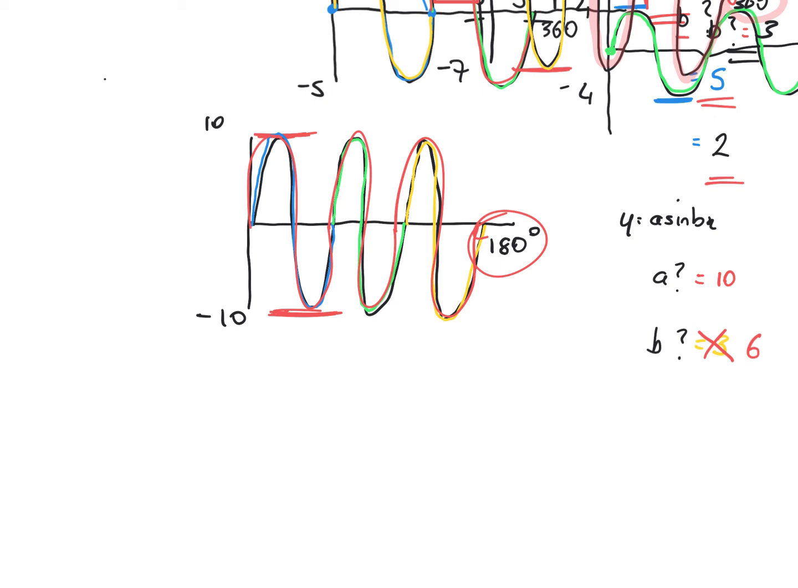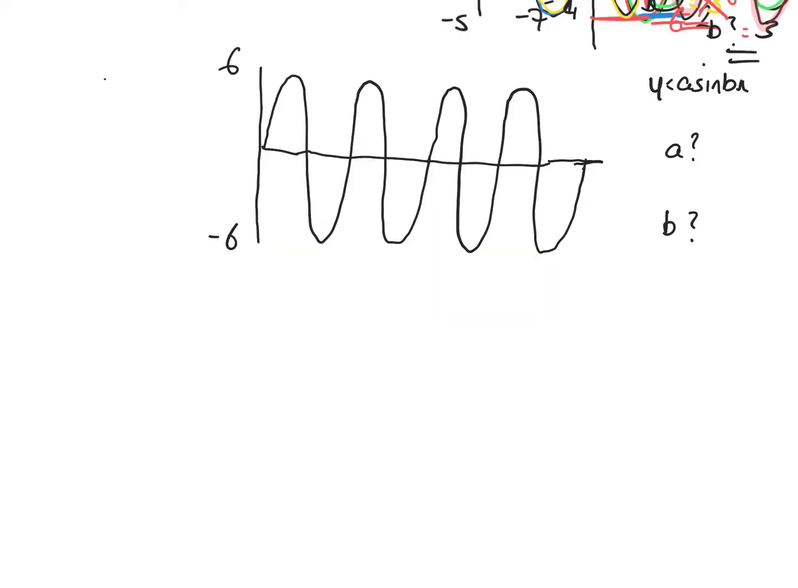Let's try another. Okay. The curve is of the form a sine bx. What's a and what's b? Well, a is easy. It's half the total vertical height, so it goes up to 6 down to -6, that's a total height of 12, but I need half that to get 6. It's then how many complete cycles do I have in 360 degrees?